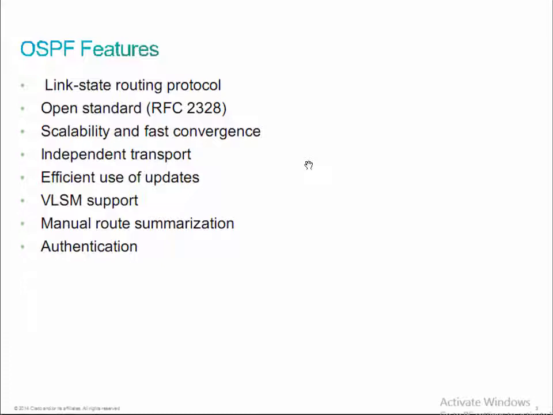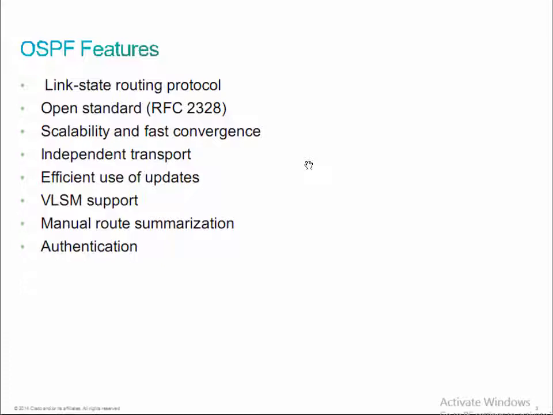OSPF does not do automatic network summarization. It was never designed to do that, unlike EIGRP and IGRP. But summarization is a possibility with OSPF. We just have to do it manually. And there's actually only two different types of routers in OSPF that you can summarize on.